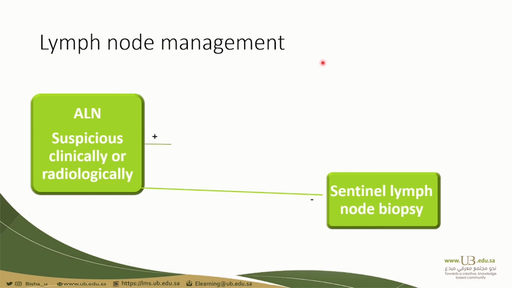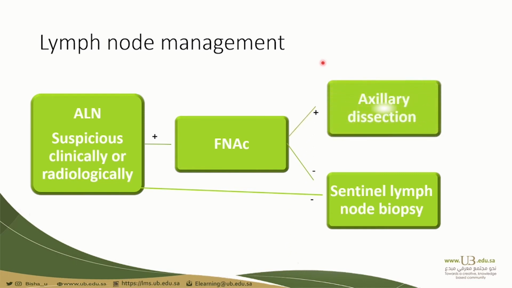If I have a suspicious clinical or radiological lymph node, I have to do FNAC from this lymph node. If it is negative, I will go for sentinel lymph node biopsy. If it is positive, I will go for axillary dissection.